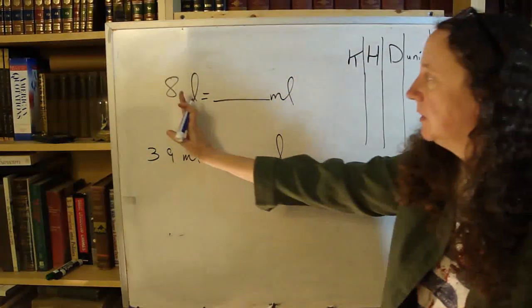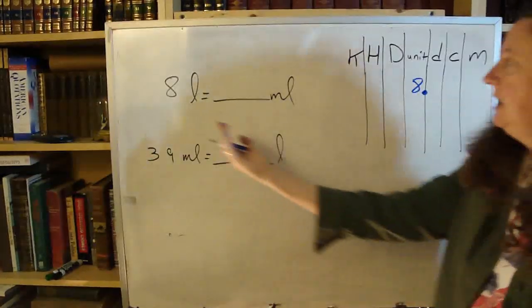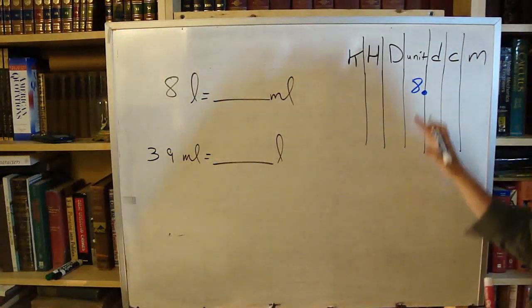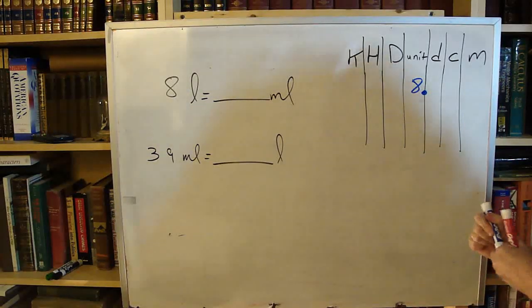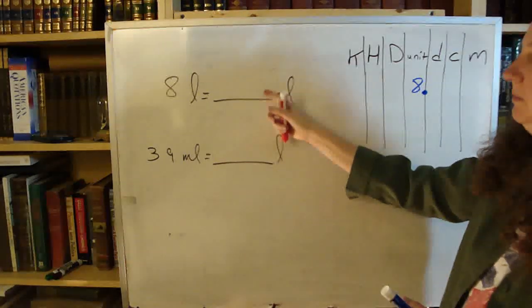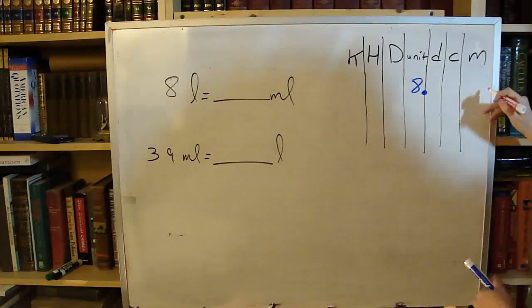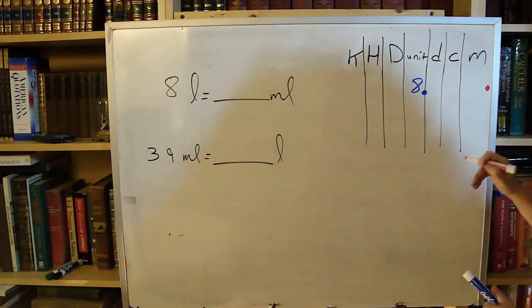Fill in my numbers in front of the decimal. Any numbers after the decimal? Nothing there. Next, find the column I want my decimal point to be in, milli. Put it at the end of that column.